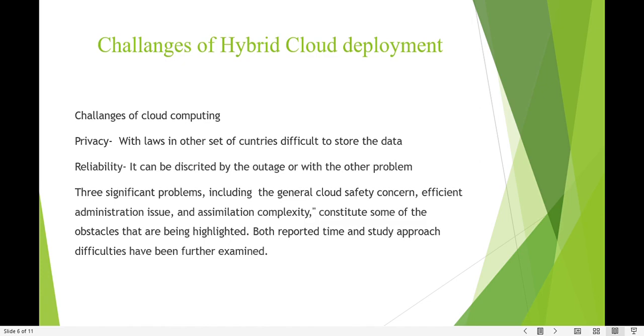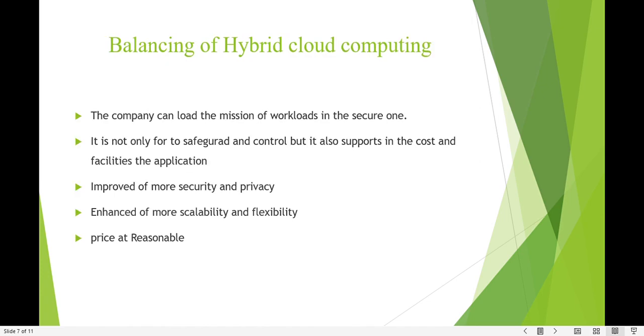These constitute some of the obstacles that have been highlighted, both reported by the study and the approach for further examination. How do we balance a hybrid cloud with the load of the workload securely? It is not only a safeguard but also supports the cost and the facility of the application. It improves the security and the privacy and enhances scalability and flexibility. Prices are more reasonable.